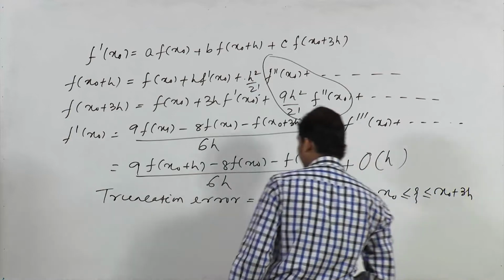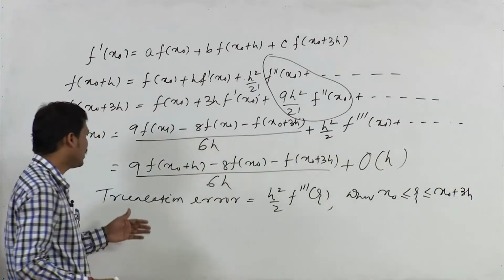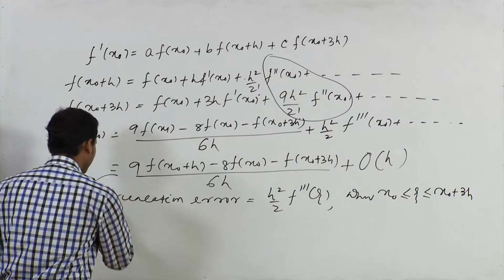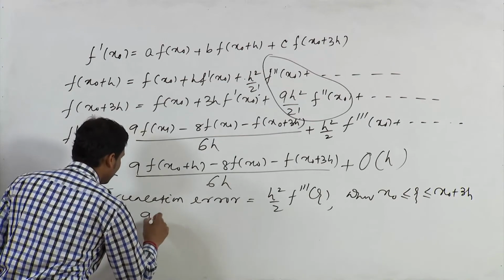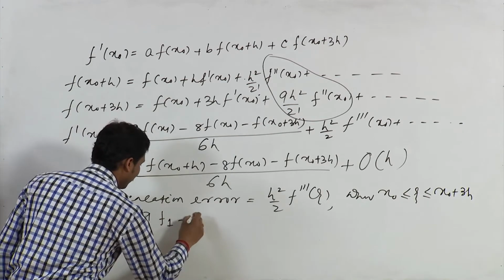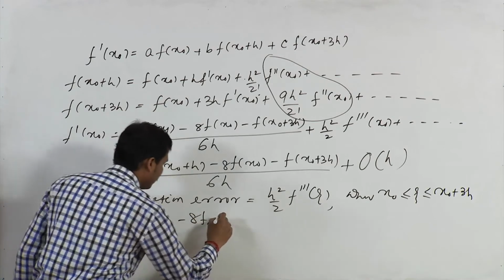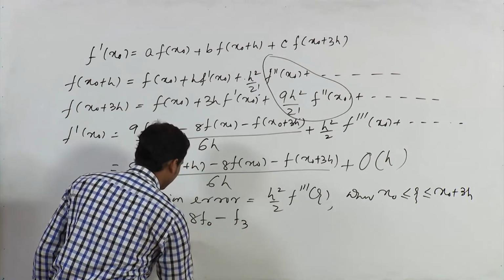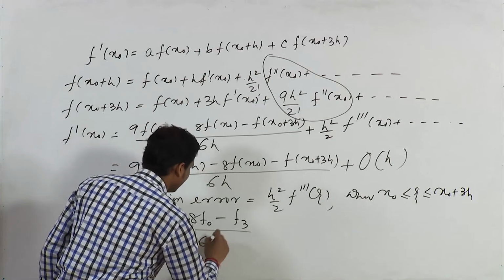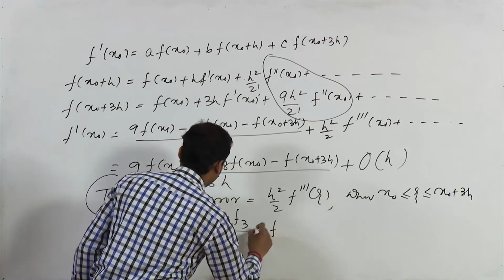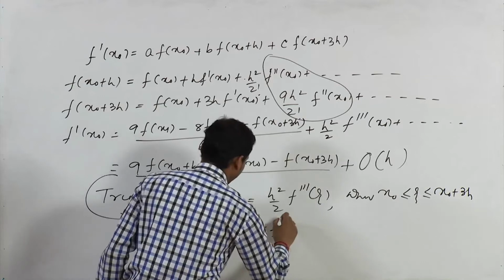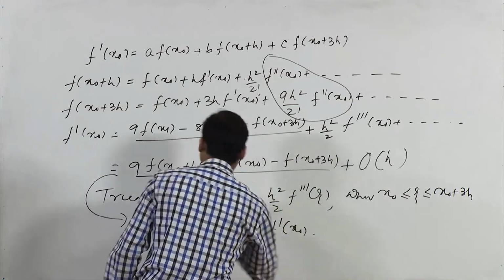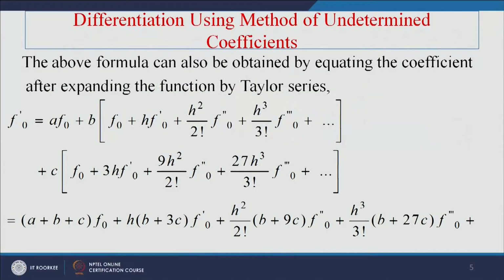Obviously, in a compatible way, we can write this formula in the form (9f1 - 8f0 - f3) / 6h, which approximates f'(x0). This formula can also be obtained by equating coefficients after expanding the function by Taylor series expansion, which we sometimes do.